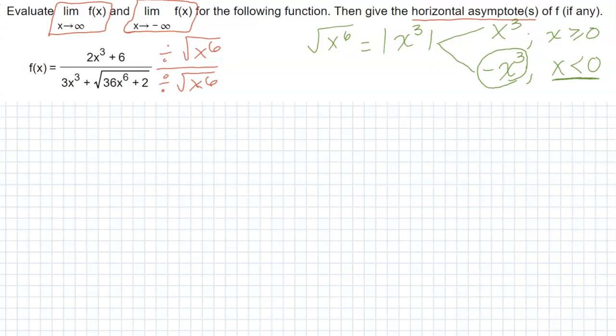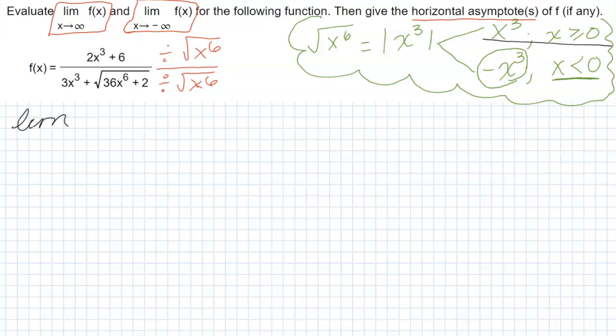So when does this come into play? This comes into play when we are approaching negative infinity. But since it's positive, it's just normal. It's just like x to the third. So, limit as x goes to infinity. Since we are approaching infinity, x is a positive number. So then the square root of x to the 6 is just x to the third.